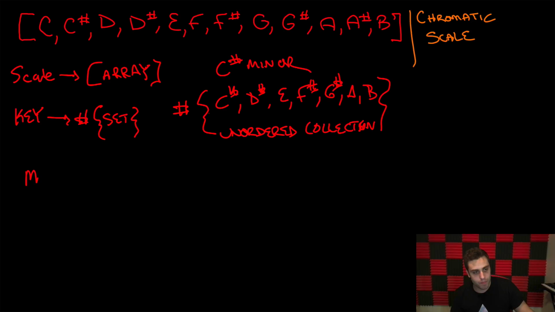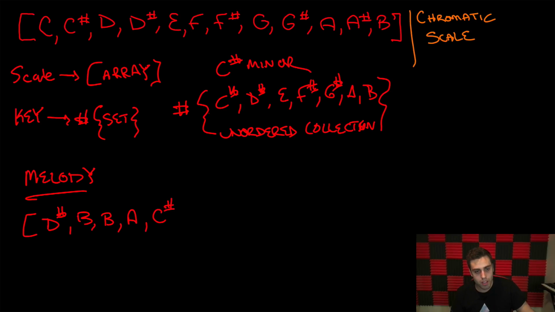I'm going to introduce another term now called melody. A melody, for the purposes of this screencast, we can think of as an ordered array of notes. And obviously, you can play multiple notes at the same time in music, but to simplify this, we're going to think of a melody very specifically as just individual notes in sequence. So I'm going to construct a very simple melody right now. It's going to go D sharp, then B again, then A, then C sharp, then F sharp, and then C sharp. And we could then ask the question, is this melody in the key of C sharp minor?